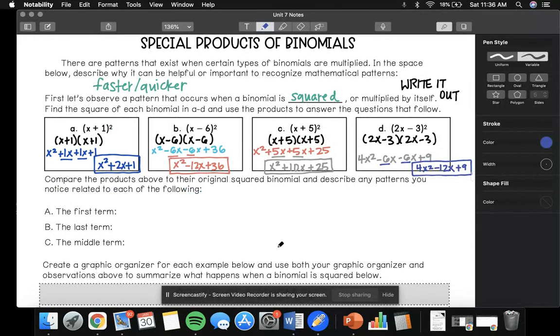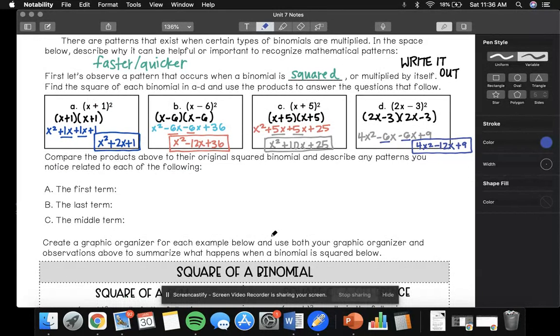So first, just looking at the patterns, let's see if we notice anything about the original squared binomial and our final result. We have 3 terms in all of our math problems. So we're basically just seeing if we can notice how we can get those things.